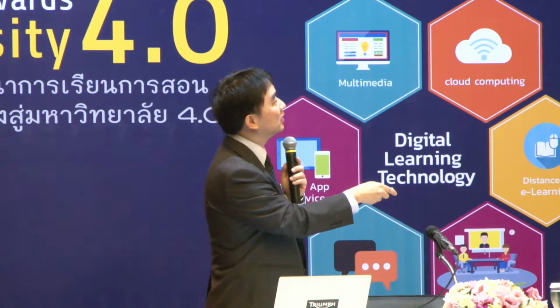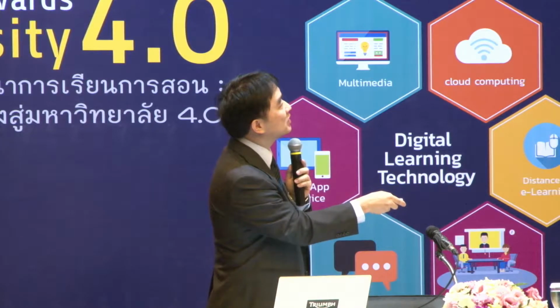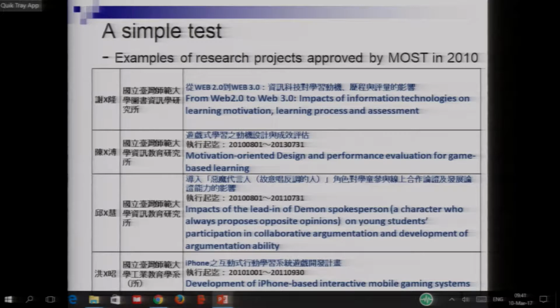The first one is from Web 2.0 to Web 3.0: Impact of information technologies on learning innovation, motivation, learning process, and assessment. If I tell you that I feel this project will be approved, even if it is proposed this year, 2017, please find the most important keyword from this project title. What is the most important keyword in this title that makes me give such a conclusion? I feel that after 7 years, it can still be approved in this year if it is proposed.